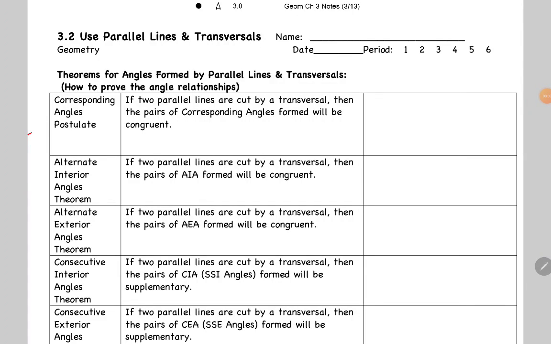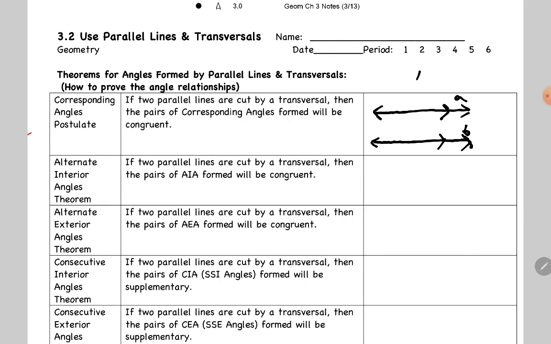We're going to use parallel lines and transversals. So let's start off by drawing two parallel lines. Remember, parallel lines means they do not intersect. They have this arrowhead here to represent that they are parallel.